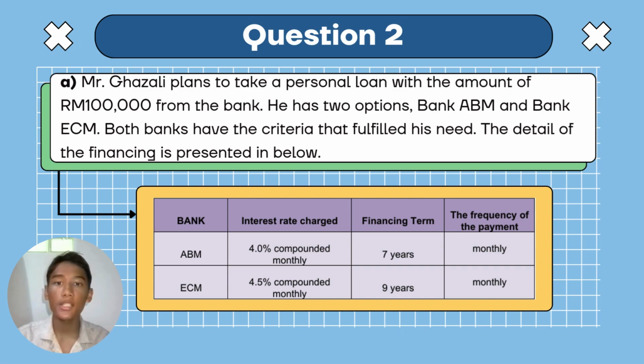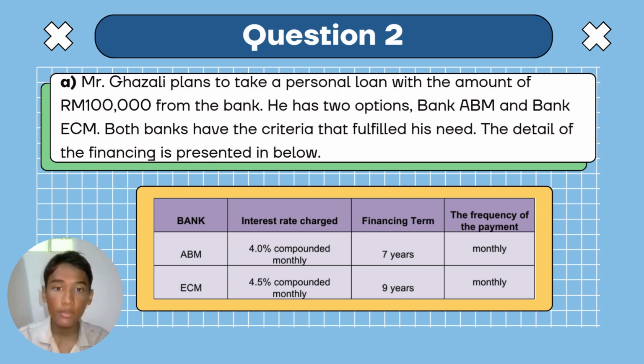First question A. Mr. Ghazali plans to take a personal loan with the amount of 100,000 ringgit from the bank. He has two options, Bank ABM and Bank ECM. Both banks have the criteria that fulfill his need. The detail of the financing is presented below.